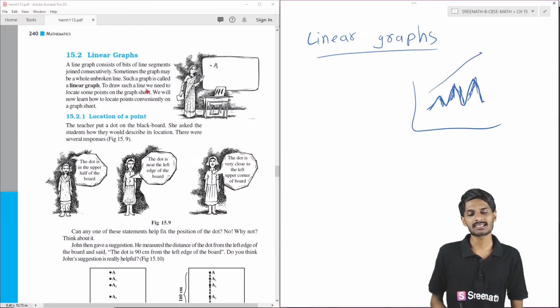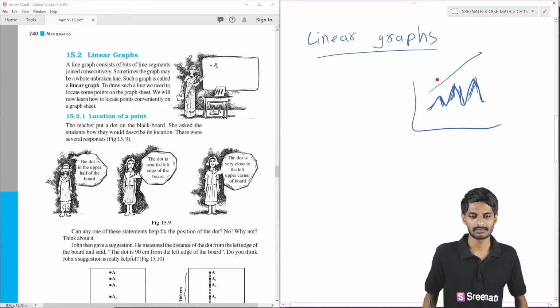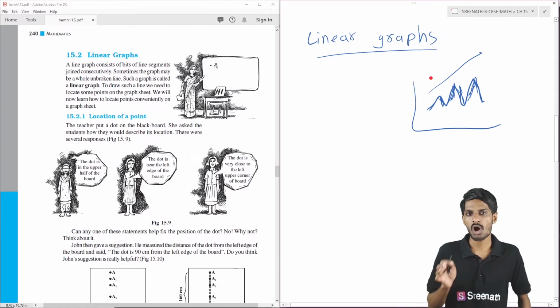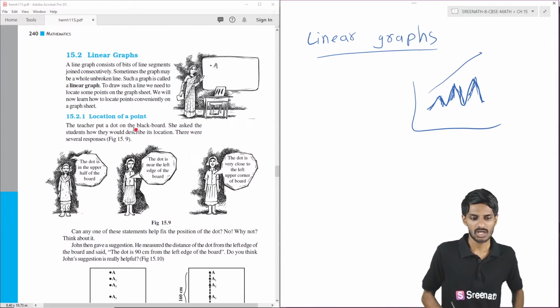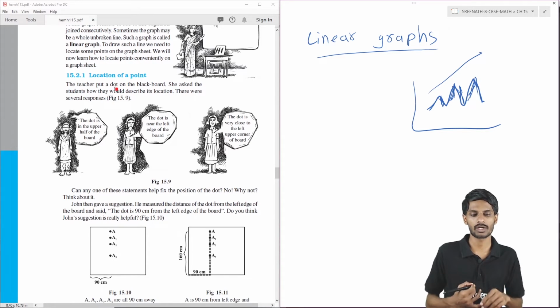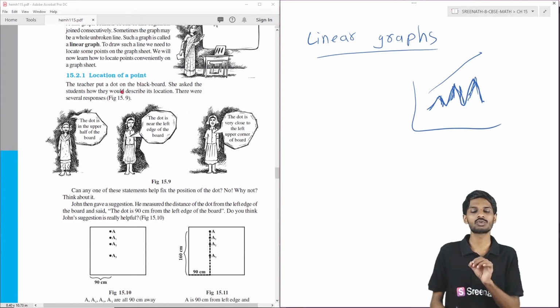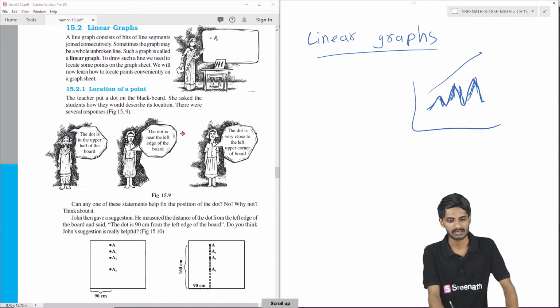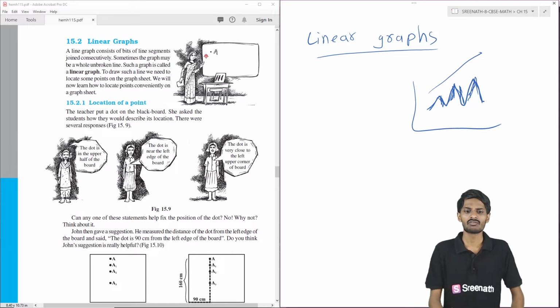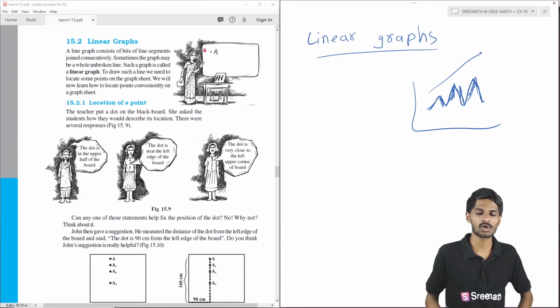To draw such a line, we need to locate some points on the graph sheet. So how do we locate points on a graph? For that, first we have to find out how to describe the location of a point. The teacher put a dot on the blackboard and asked the students, tell me, describe the location of that point.